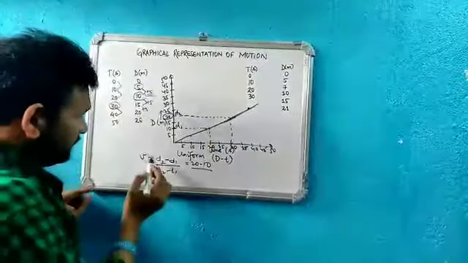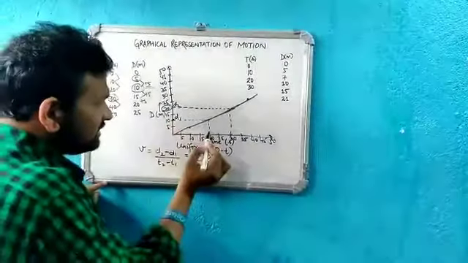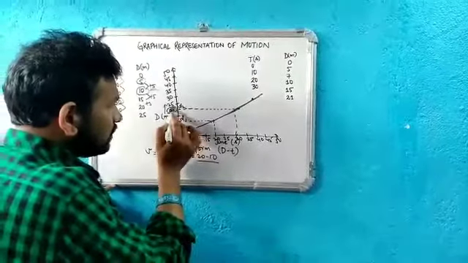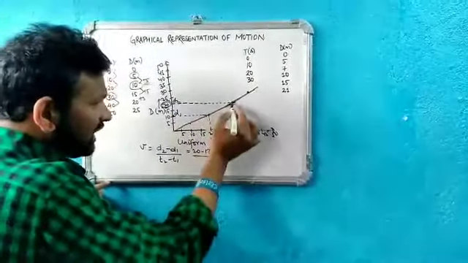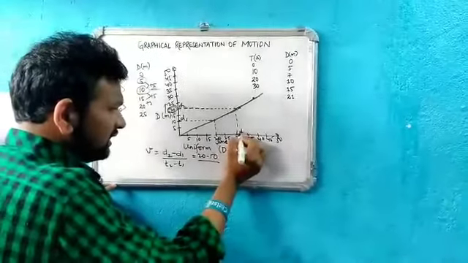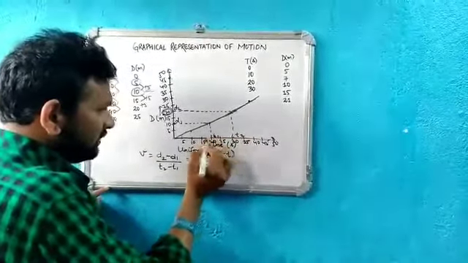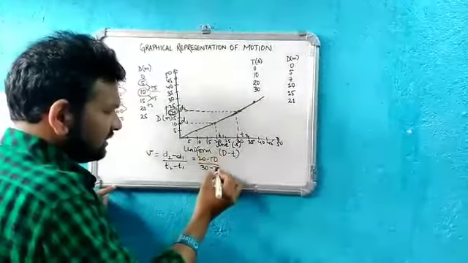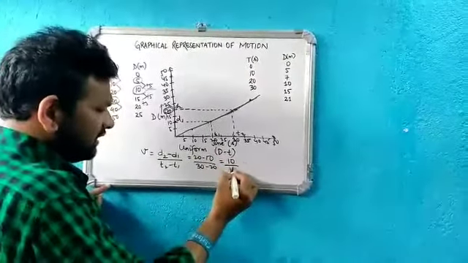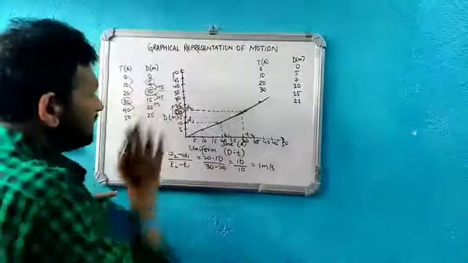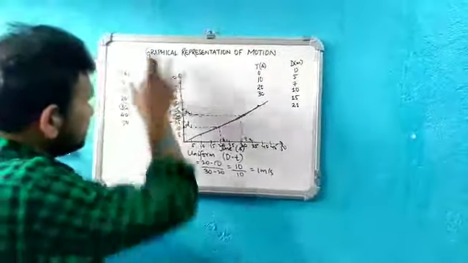So d2 is 20, d1 is 10. Corresponding to d2, corresponding to 20 meters, we have our time value as 30. So this will be t2 and this will be t1. So t2 is 30 and t1 is 20. From here we get 10 divided by 10, that is 1 meter per second. So 1 meter per second is the velocity of this trajectory.